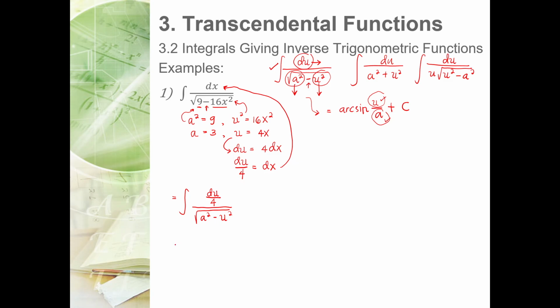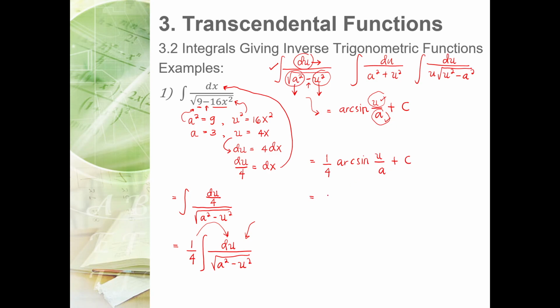So factoring out the constant, that's 1/4, then integral of du all over square root of a squared minus u squared. So notice that the given term here is now the same as the format given earlier in the formula. So since we have this simplified format, we can automatically have the answer. That's 1/4 times the given integral. So 1/4 times the arcsine of u all over a plus c.